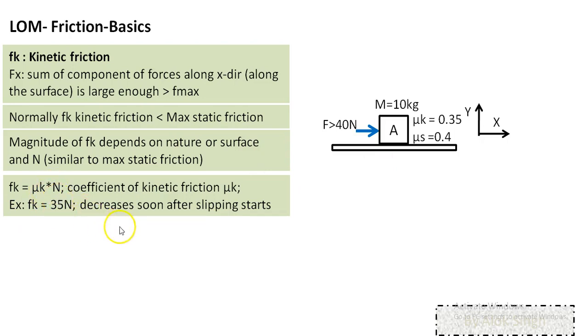So what we notice here, the friction force decreases soon after slipping starts. The maximum value of friction force was 40 Newton, which drops to 35 Newton soon after the slipping begins. So it takes a greater force to set the object in motion, and the magnitude of force required to keep it in motion is lower than the force required to set it in motion.